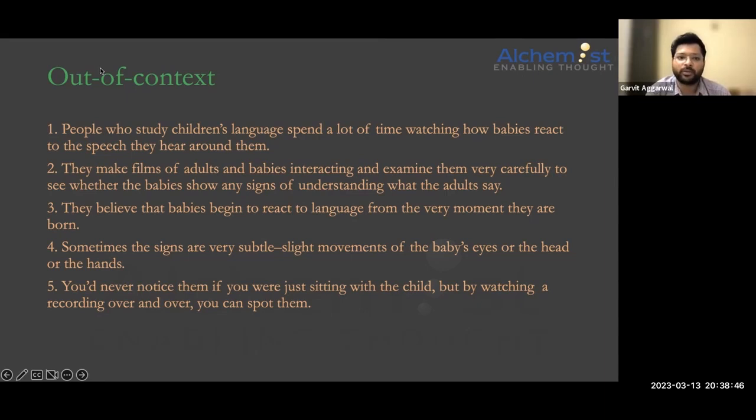It's not the process. The process is they want to hear. That is why they make films, because the signs are very subtle and you can't notice them. Okay? So the third one is talking about the belief that they have rather than the process itself. And that is why that is out of context or odd one out. Make sense?